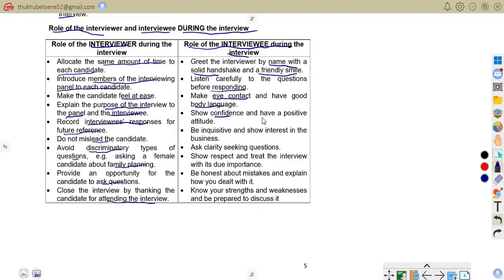Show confidence and have a positive attitude. Be inquisitive and show interest in the business. Ask clarity-seeking questions where you didn't understand. Try by all means to make sure that you understand by asking clarity-seeking questions. Show respect and treat the interview with its due importance. Be honest about mistakes and explain how you dealt with them. Know your strengths and weaknesses and be prepared to discuss them.